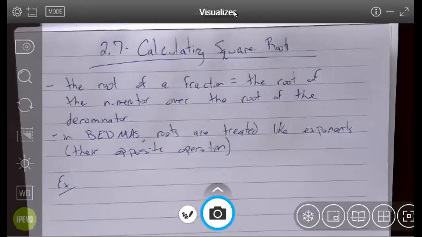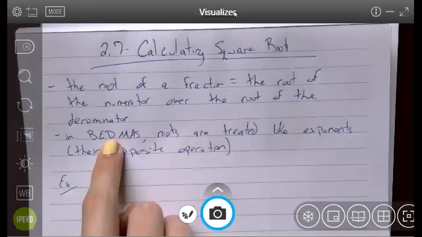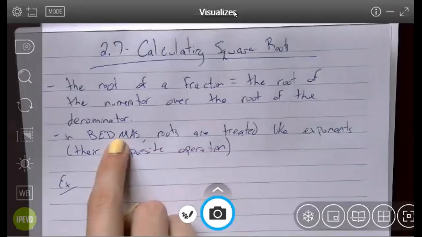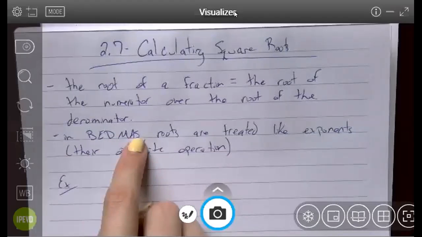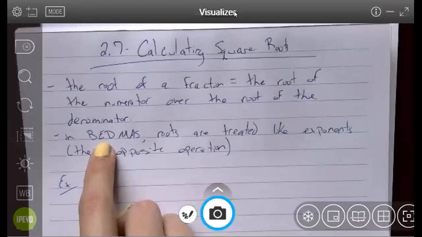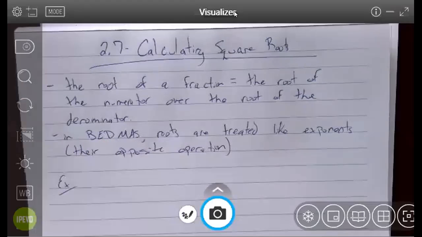Also, just so you know, in BEDMAS, roots are treated like exponents, so they go second, just like division and multiplication. It's just whichever comes first in the equation, because those are opposite operations. Same with addition and subtraction, whichever one comes first, that's the one we do first, because they're opposite operations. Exponents and square roots are opposite operations, so whichever one of those comes first in the equation, that's the one that you would do first.